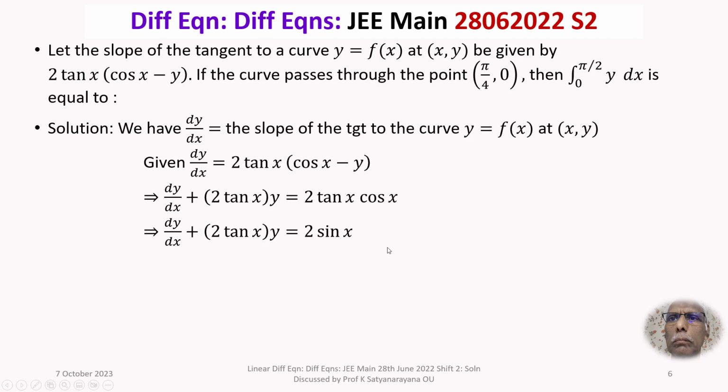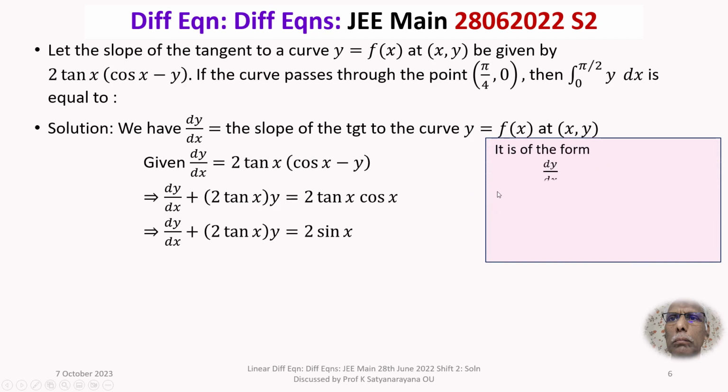And it is a very familiar differential equation. It is of the form dy by dx plus p of x into y is equal to q of x. Here, in our given differential equation, p of x is 2 times tan x, q of x is 2 times sin x. What is it? It is a first order ordinary linear differential equation in y.